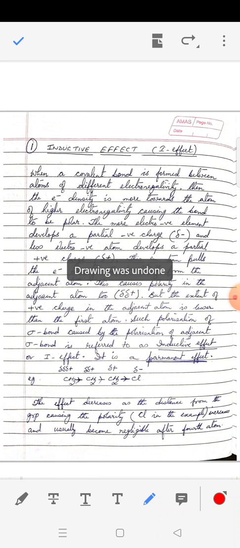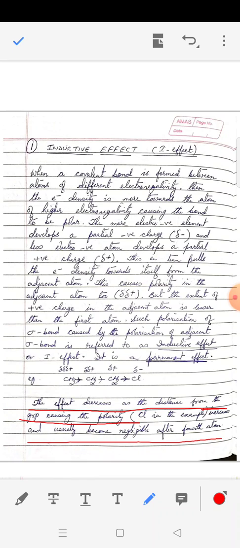The effect decreases. You see, this will be most positive. The next one will be a little less positive. The third one will be much less positive. The fourth one will be much less positive. And slowly, after the fourth carbon, usually the effect is not felt anymore. The effect decreases as the distance from the group causing the polarity, here chlorine, increases, and usually becomes negligible after the fourth atom. So that is what the inductive effect is.